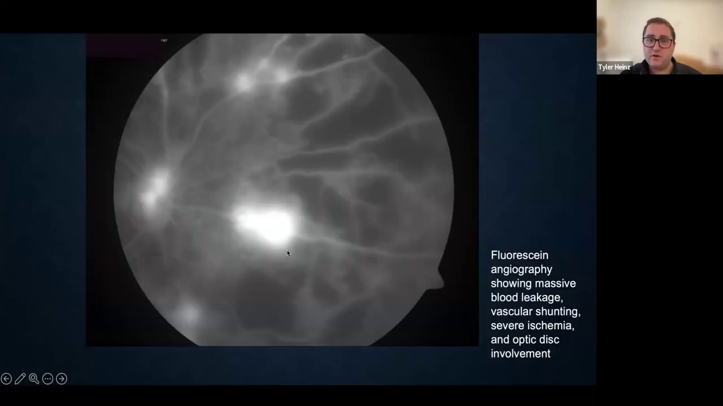This is leading to a lot of non-perfusion downstream from those vessels. So you can see here this huge leakage of the dye, leading to all this non-perfusion afterwards, which is leading to ischemia. That's why all these areas are so dark. They're starting to become ischemic, starting to get damaged and die.